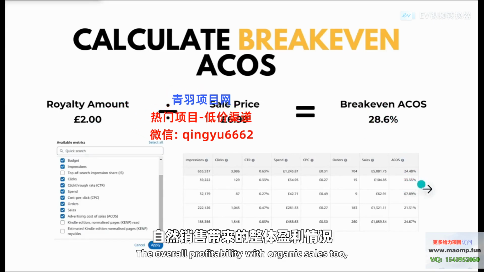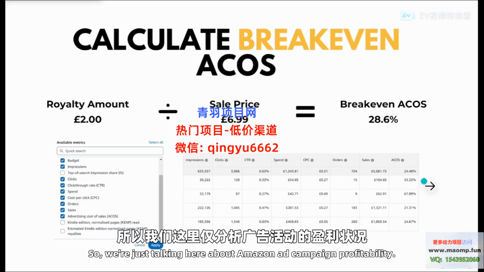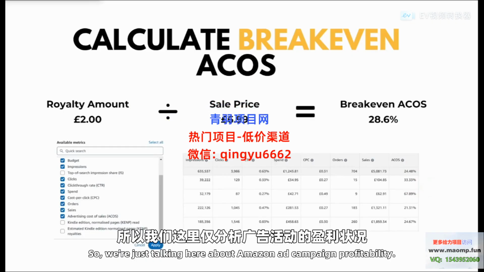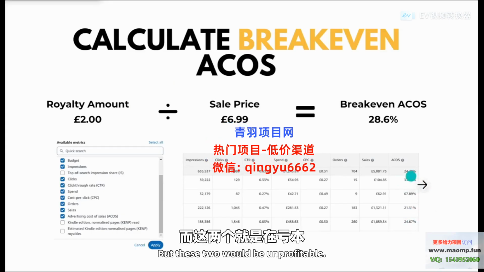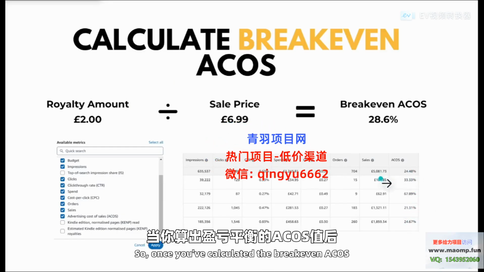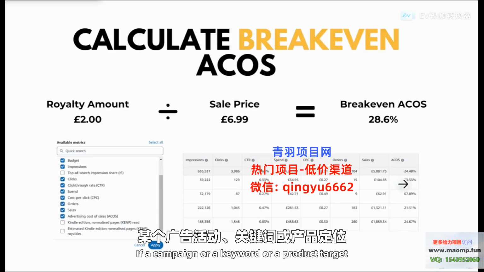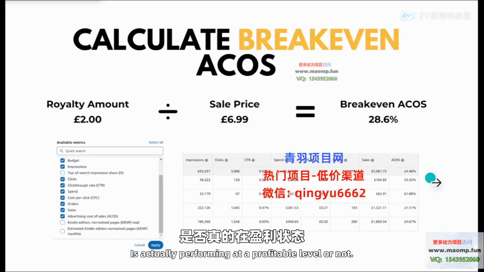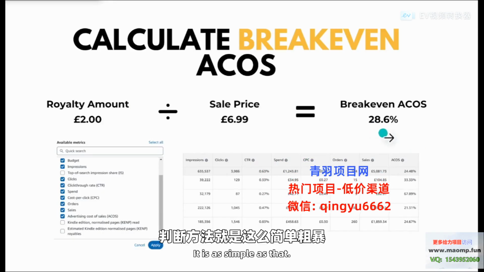Obviously, you have to factor in the overall profitability with organic sales too, but you can't see that in the Amazon Ads console. So we're just talking here about Amazon ad campaign profitability. So this one here would be a profitable ad, but these two would be unprofitable. So once you've calculated the break-even ACOS for each of your books, it's super easy just to see if a campaign or a keyword or a product target is actually performing at a profitable level or not. Is it higher or lower than this number? It is as simple as that.